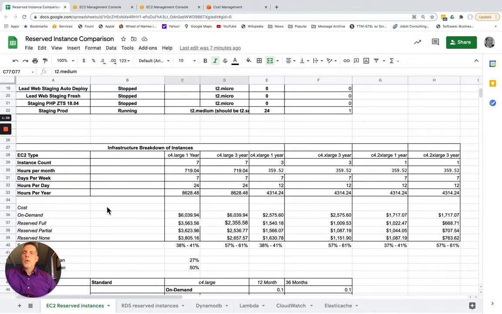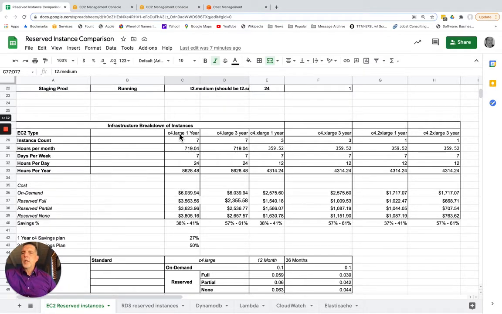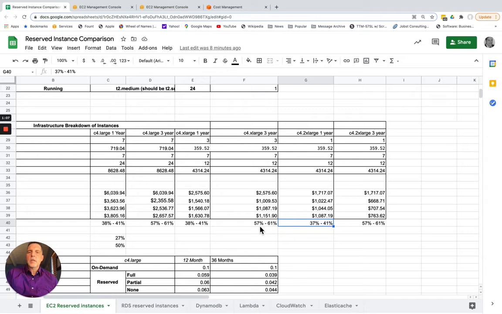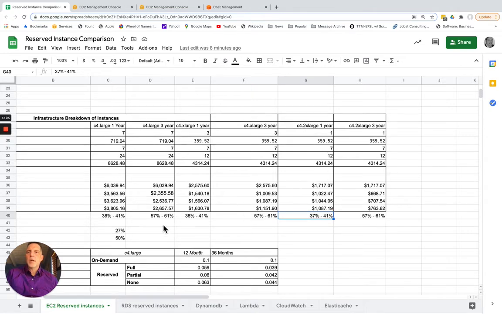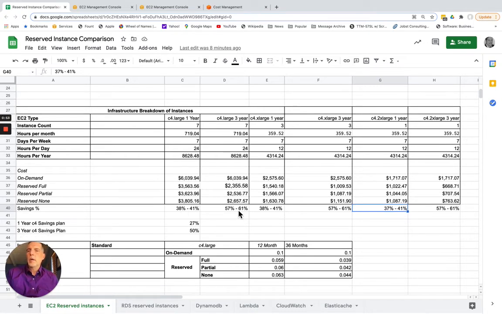When you purchase a reserved instance, the savings are either going to be on a 1-year basis or on a 3-year basis. And if you choose a 1 year, you're going to save between 38% and 41%, depending on whether it was full payment, partial payment, or none up front. And if you look down here at these numbers, it always goes the same no matter what size you're in. Essentially on a 1 year, you're going to save about 40% on the reserved instances. On a 3 year, you're going to save about 60%.